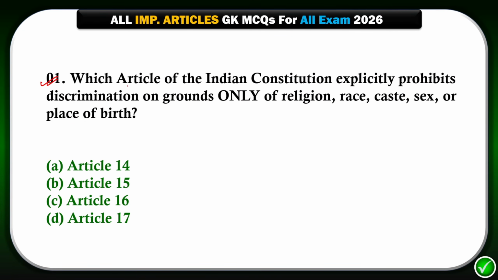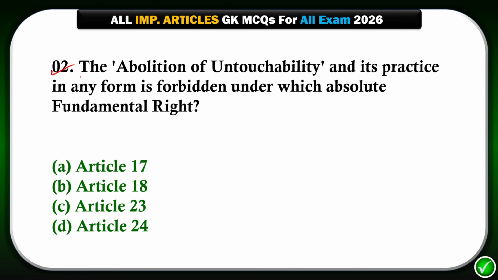So the question number 1, which article of the Indian Constitution explicitly prohibits discrimination on grounds only of religion, race, caste, sex or place of birth? So number B is the right answer, Article 15. Question number 2, the abolition of untouchability and its practice in any form is forbidden under which absolute fundamental right? Option number A is the right answer, Article 17.